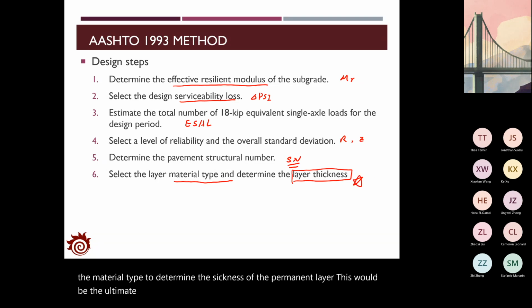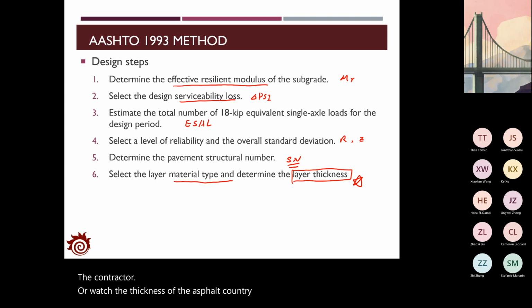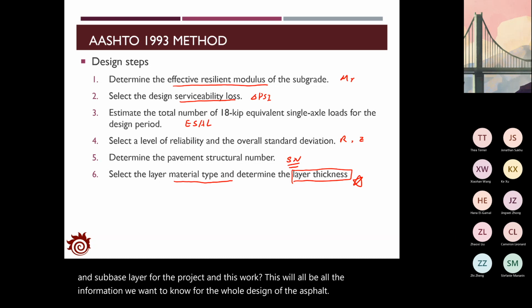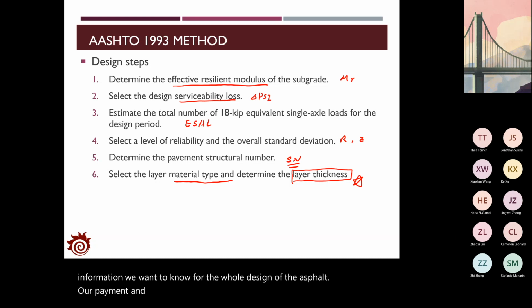After the whole design, we want to write in the report to tell the contractor what the thickness of the asphalt concrete layer is, and what the thickness of the base and the sub-base layer is for the project. This is all the information we want to know for the whole design of the asphalt pavement, and it is actually the standard steps from the AASHTO 1993 method.